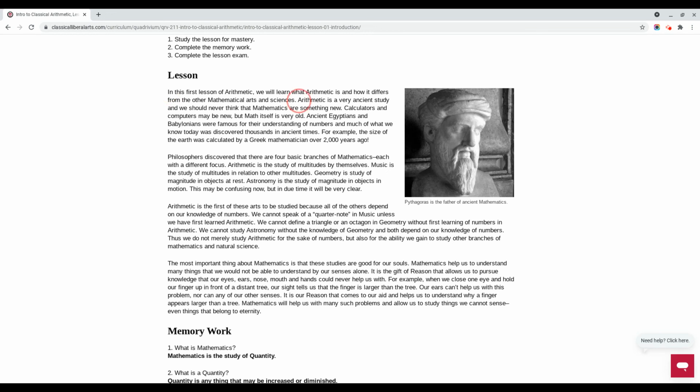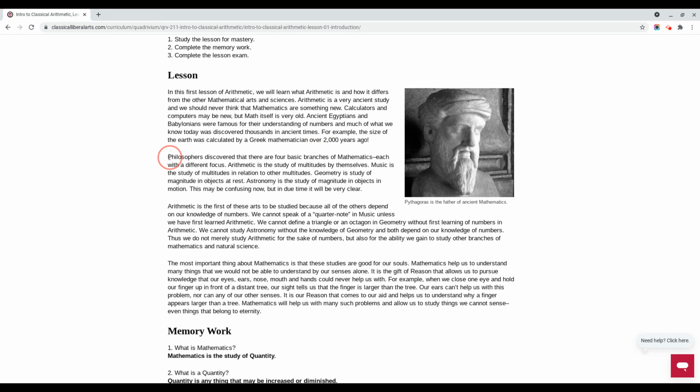Arithmetic is a very ancient study, and we should never think that mathematics are something new. Calculators and computers may be new, but math itself is very old. Ancient Egyptians and Babylonians were famous for their understanding of numbers, and much of what we know today was discovered thousands of years ago in ancient times. For example, the size of the Earth was calculated by a Greek mathematician over 2,000 years ago.